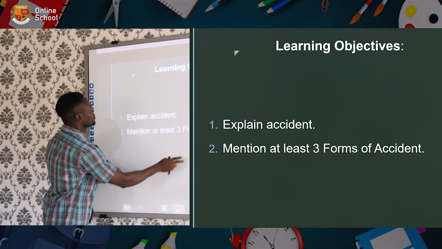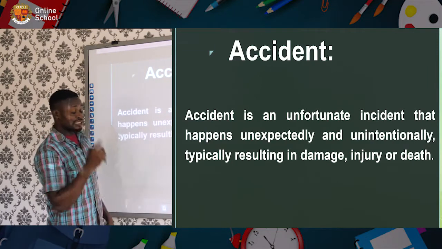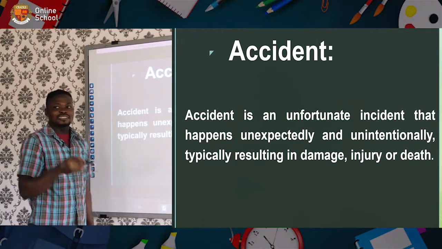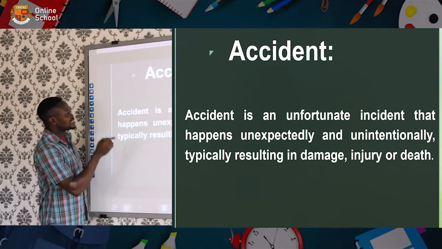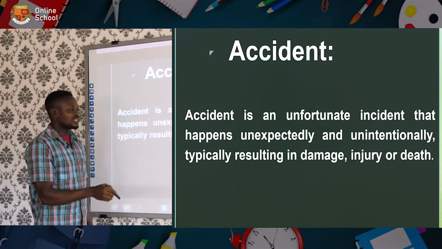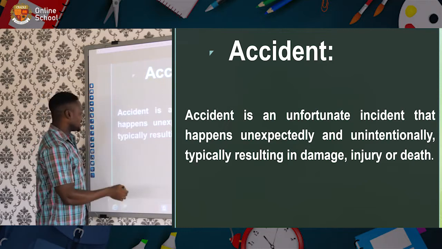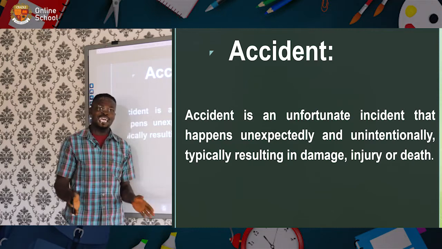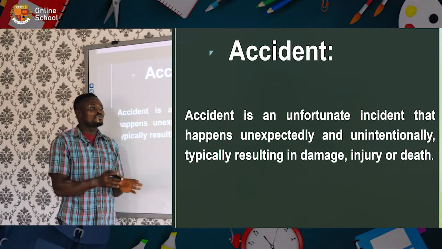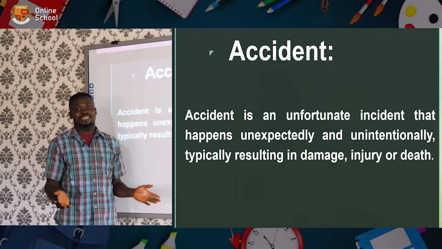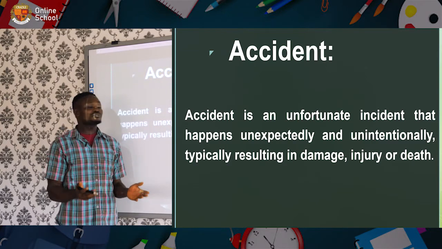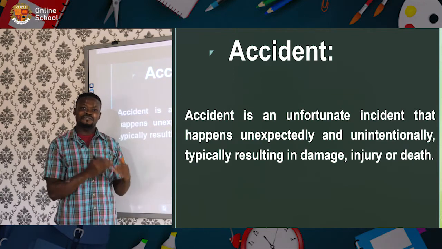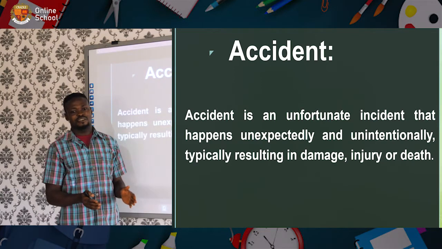Now, what is an accident, if I may ask? An accident is an unfortunate incident that happens unexpectedly and unintentionally, typically resulting in damage, injury, or death. Whatever happens to you suddenly that you don't plan for is an accident. It can come in any form. Sometimes the person may die, depending on the gravity of the accident. Do you get it now?